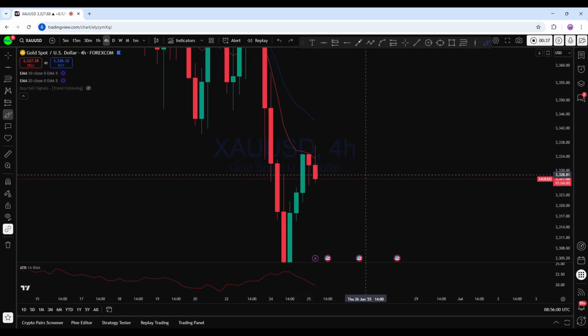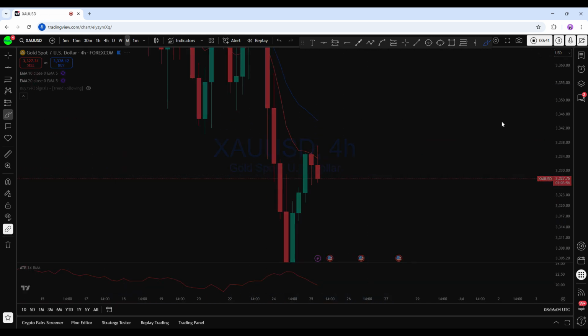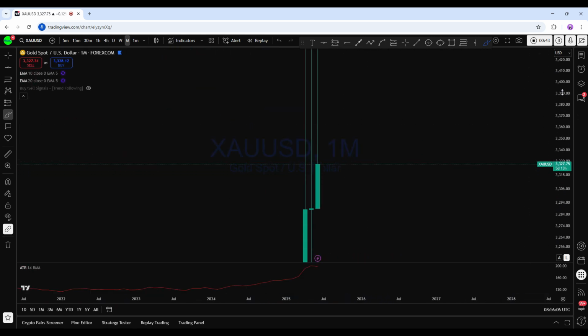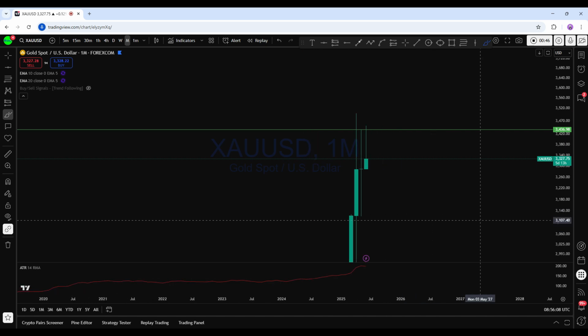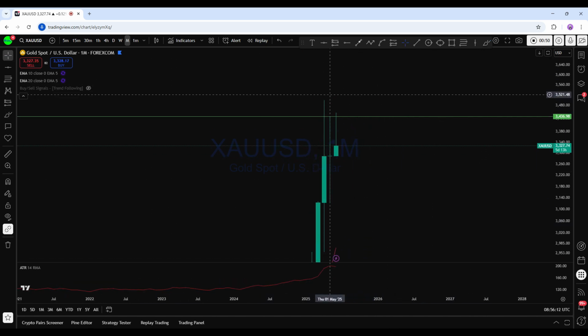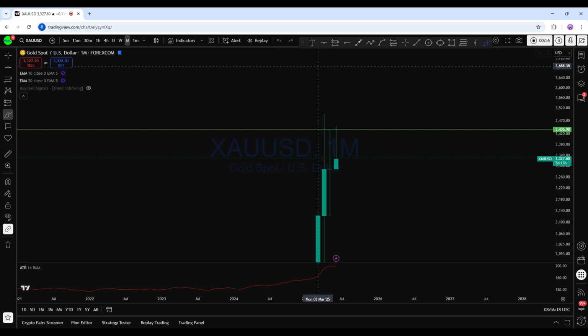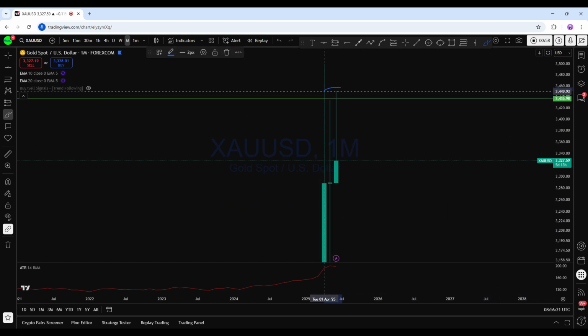So before we look for potential further entry opportunities, let's look at the bigger picture to see the overall direction in this market. Looking at the monthly chart on XAUUSD, the price has reached that monthly resistance, crossed that high, grabbed the liquidity, and we can see the price had a big drop to this monthly level.